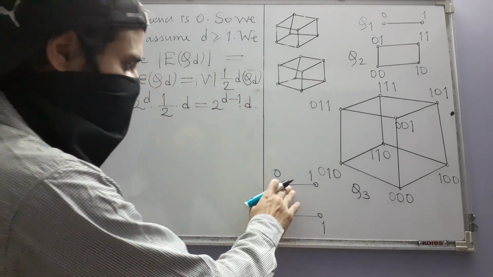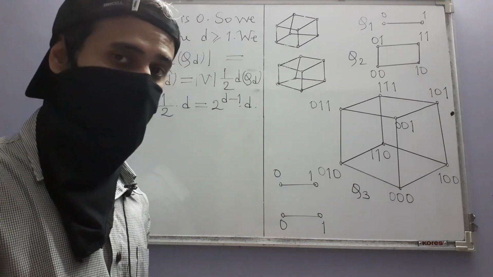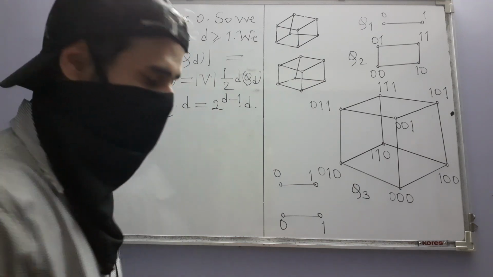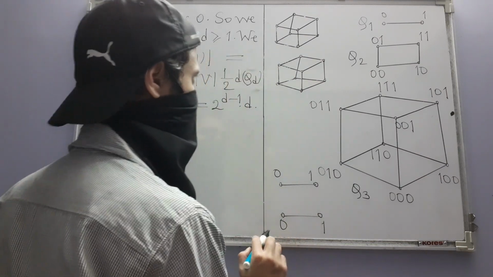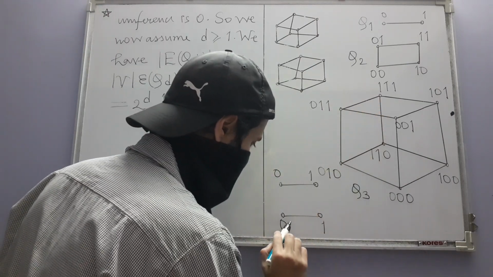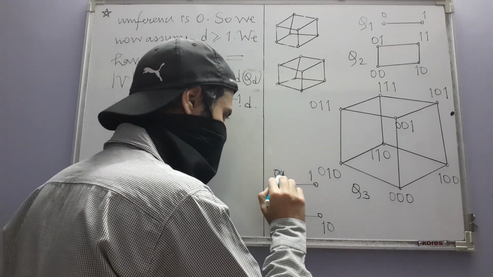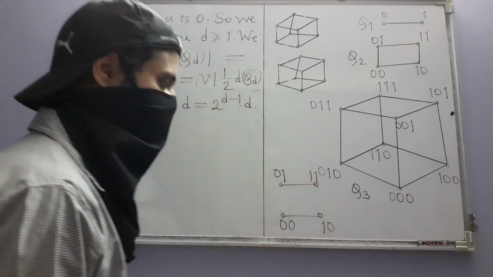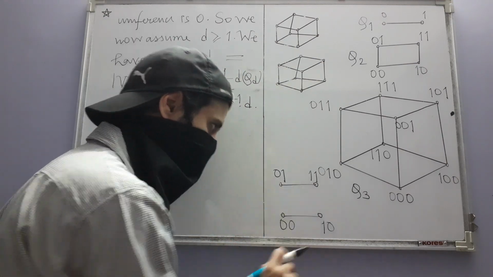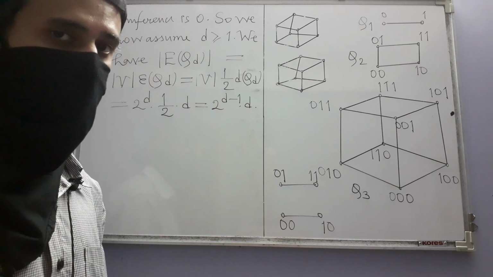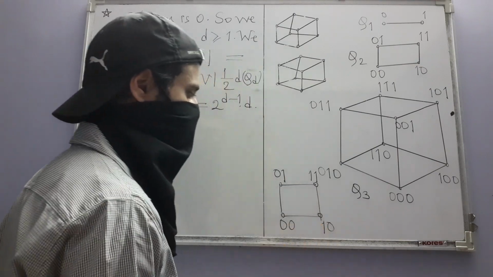Now, what we can do to distinguish these two things is add extra digits of length 1 to these strings. For example, in this copy you can consistently add 0. In this copy you can consistently add 1 at the end, right? And then you join the corresponding vertices in the two copies. So you join this one and this one, and this one and this one.